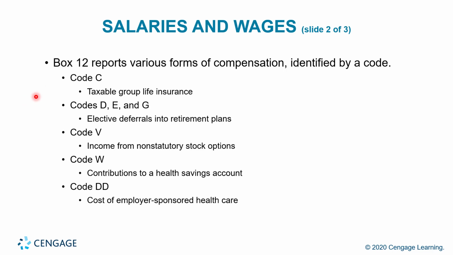Code C is taxable group life insurance. D, E, and G are elective deferrals to retirement plans. B is income from non-statutory stock options. W is contributions to health savings accounts. And DD is the cost of employer-sponsored health care.